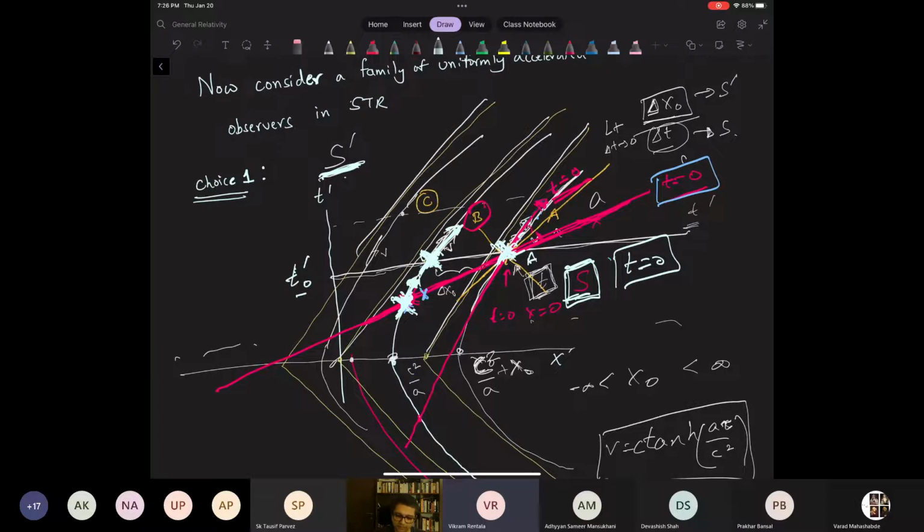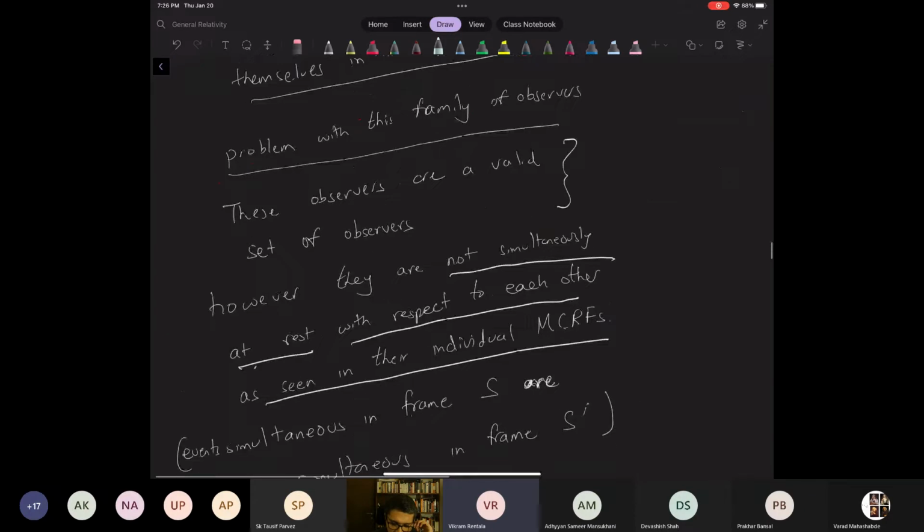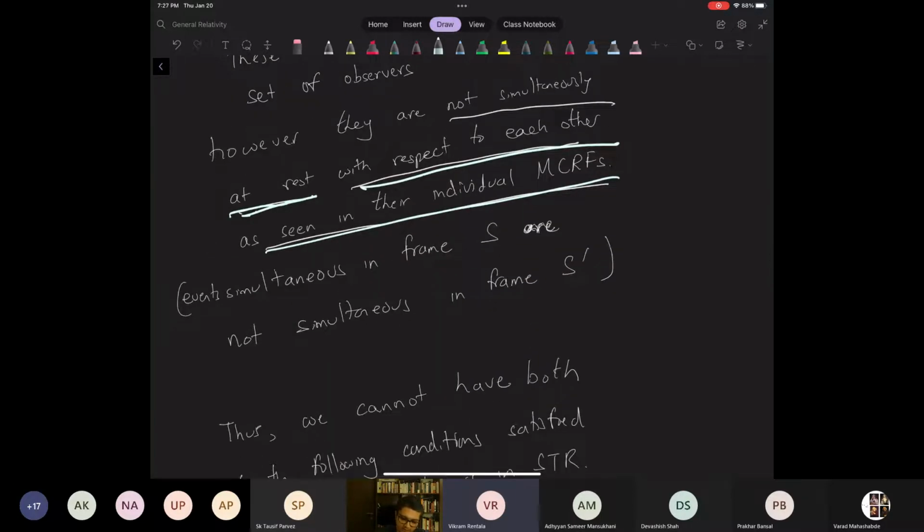And therefore A and B do not have the same velocity in the frame S. So this is the problem that I said. They are not simultaneously at rest with respect to each other as seen in their individual MCRFs. So if you go to any one's individual MCRF, you will find that the other observers are not at rest with respect to that observer. And this is because of exactly what we just discussed. Events which are simultaneous in frame S are not simultaneous in frame S prime.